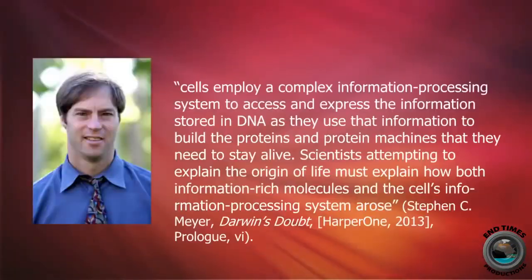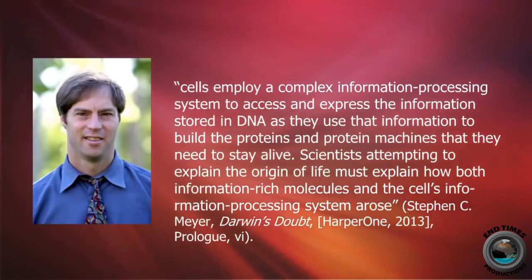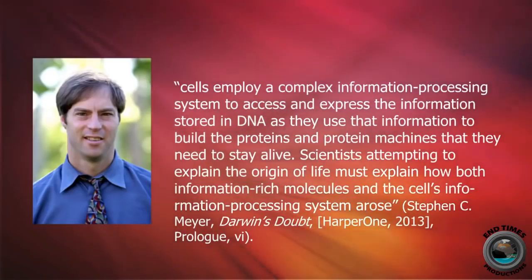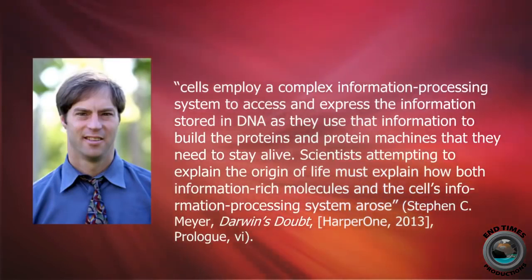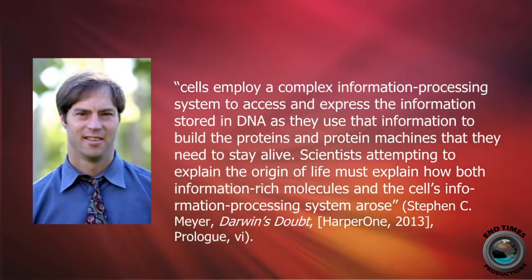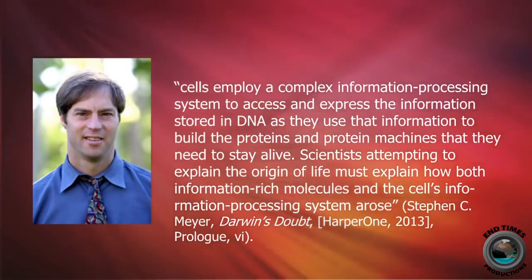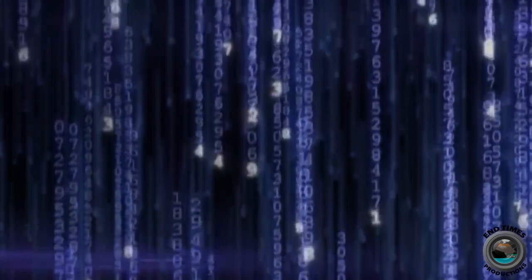As Stephen Meyer notes, cells employ a complex information processing system to access and express the information stored in DNA, as they use that information to build the proteins and protein machines that they need to stay alive. Scientists attempting to explain the origin of life must explain how both information-rich molecules and the cell's information processing system arose. To imagine a cell with its high information content and the ability to reproduce arose naturally is baseless and impossible. Evolutionist Paul Davies expounds on the problem.